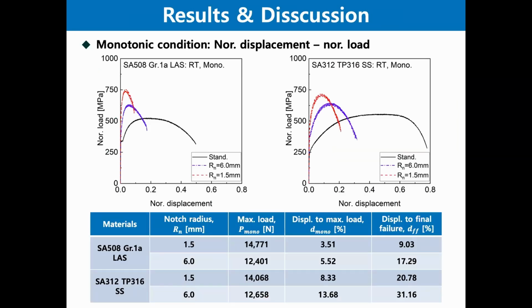In order to obtain the P monotonic for the notch specimen of each material before performing the cyclic test, the test was performed under monotonic loads, and the test results are shown. The normalized displacement is the length measured at the notch section and normalized to the gauge length. The result shows that regardless of the material, as the notch radius decreased, the maximum load increased, and the displacement to maximum load and displacement to final failure decreased.